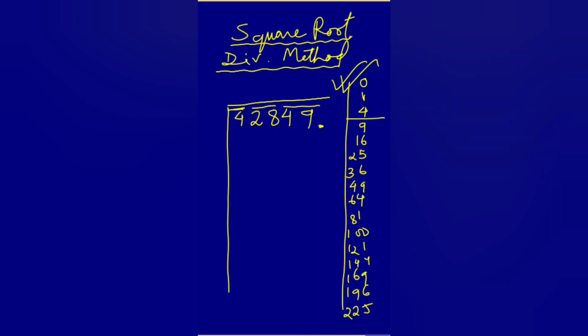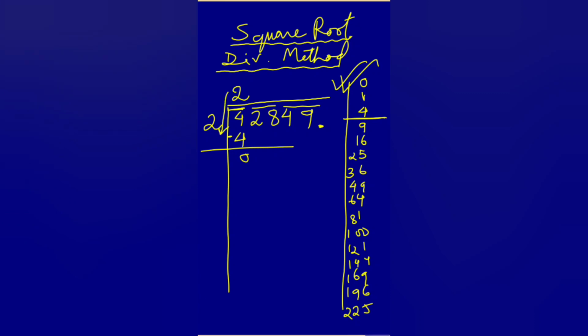4 is here. Look at here, 4 is here. So what do I write here? 2 2s are 4. Now what do I have to do? I have to subtract here. 4 minus 4 is 0. And what do I write here? I bring down this 2 here, write 2, and I add. 2 plus 2 is 4. What is the next step?